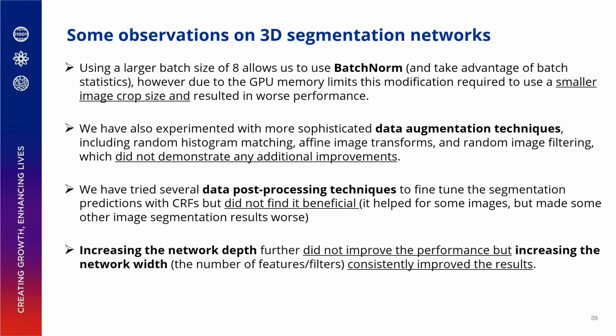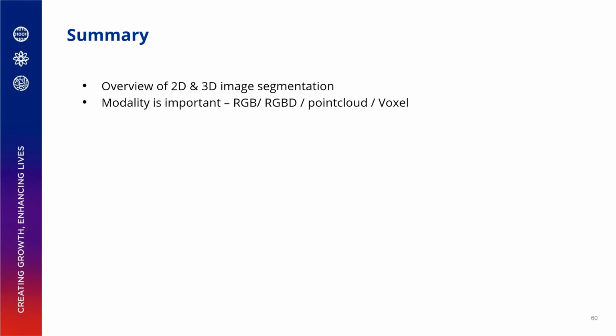Increasing the network depth further didn't improve the performance. However, increasing the network width, which is increasing the number of features or filters, consistently improved the results. So if you're not getting great output, I would recommend adding more filters in each layer rather than just adding more layers inside your convolutional neural network segmentation models.